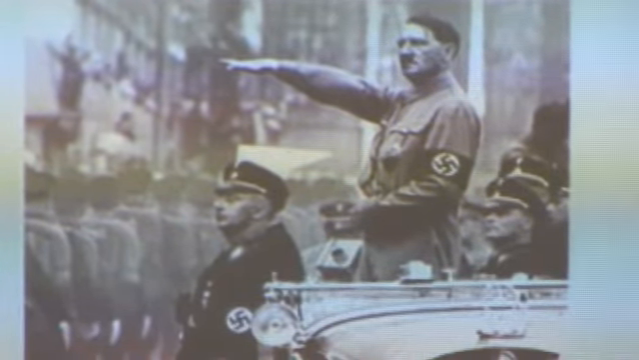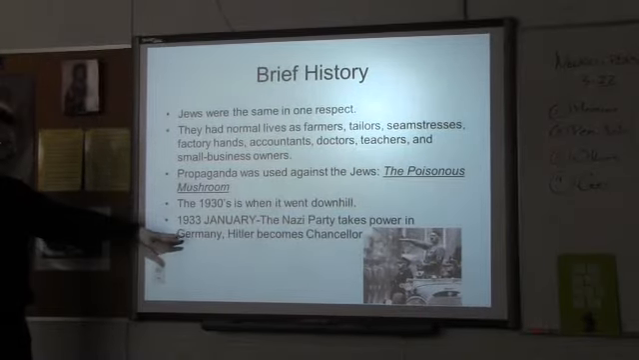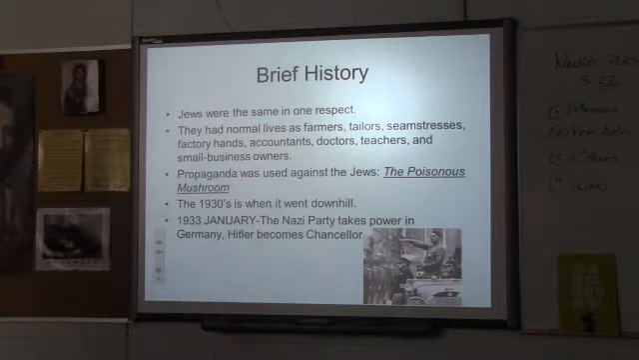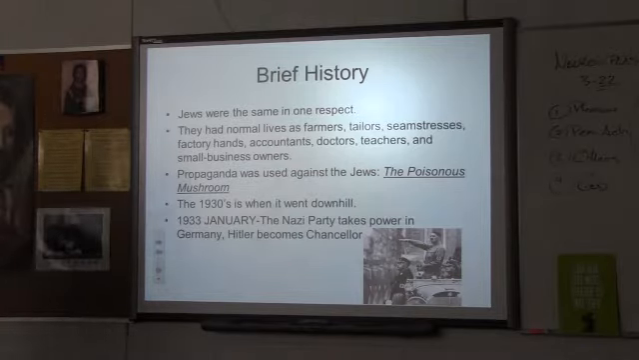Ken, we're live. In January 1933, the Nazi Party takes power in Germany. Hitler becomes chancellor. Is the poisonous mushroom the book? No, it's a food. I couldn't remember what it is. This is the book right here. They said they were going to feed you the poisonous mushroom if you don't tell us where they're at.